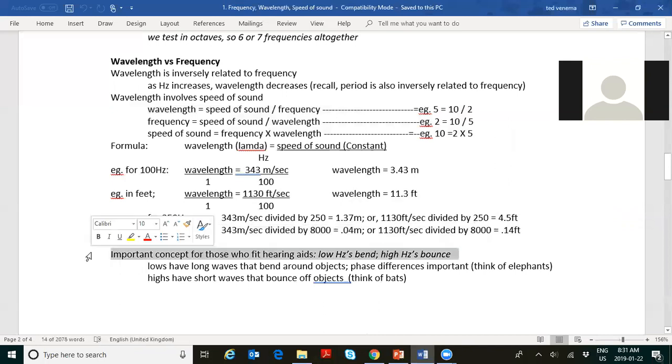Here's an important concept for people who fit hearing aids. Low frequency sounds bend, highs bounce. Let me stop sharing, so I can really emphasize this.